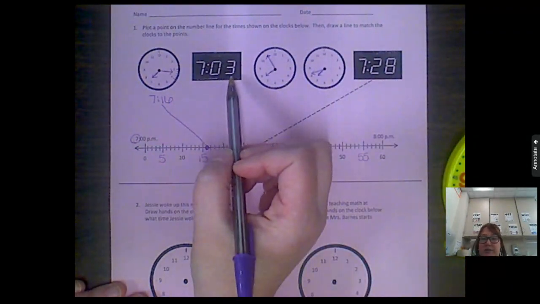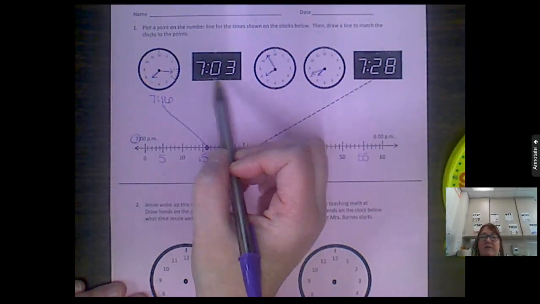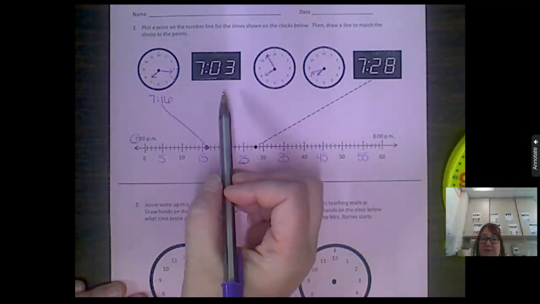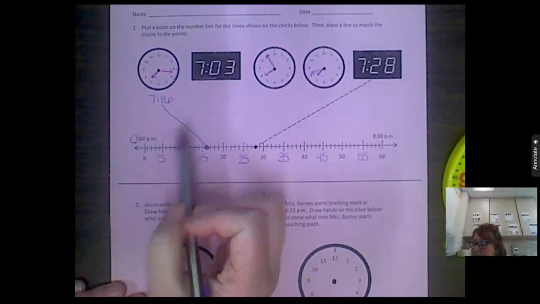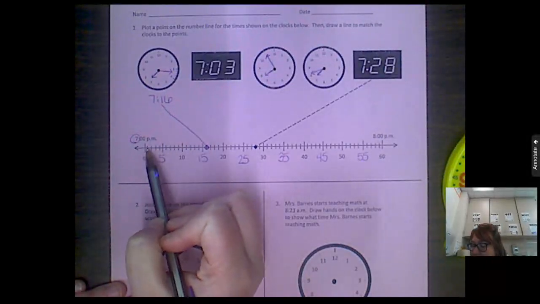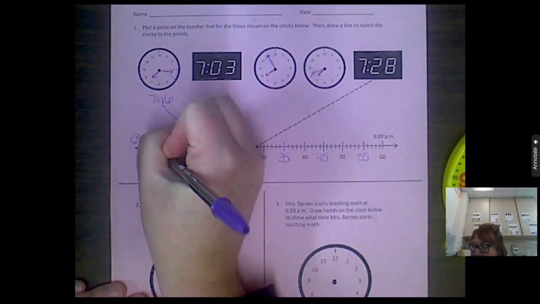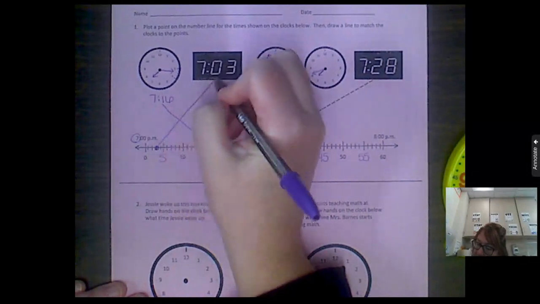Here's a digital clock for us, which is 7:03. Where would that go? What 2 5s would 7:03 go between? Well, it's not 7:05 yet, right? So it would be between the 0 and the 5. So for 7:03, this would be 0, 1, 2, 3. So we're going to put on the third tick mark after the 0. Okay. And then connect.